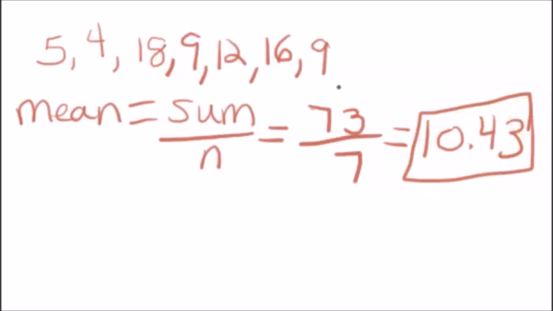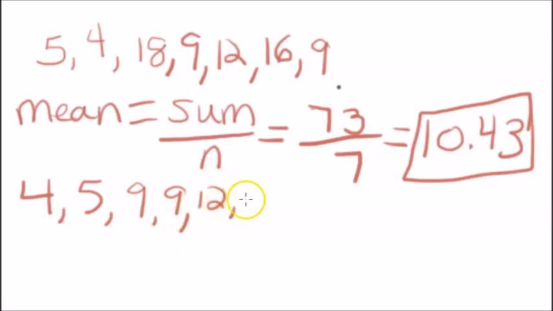Okay, now let's move on to the median. How do we calculate the median? Well, it helps to first rearrange this data set from least to greatest. So let's go ahead and do that. So we have 4, 5, 9, 9, 12, 16, and 18. Once the numbers are rearranged in the correct order, then we need to find the middle number.